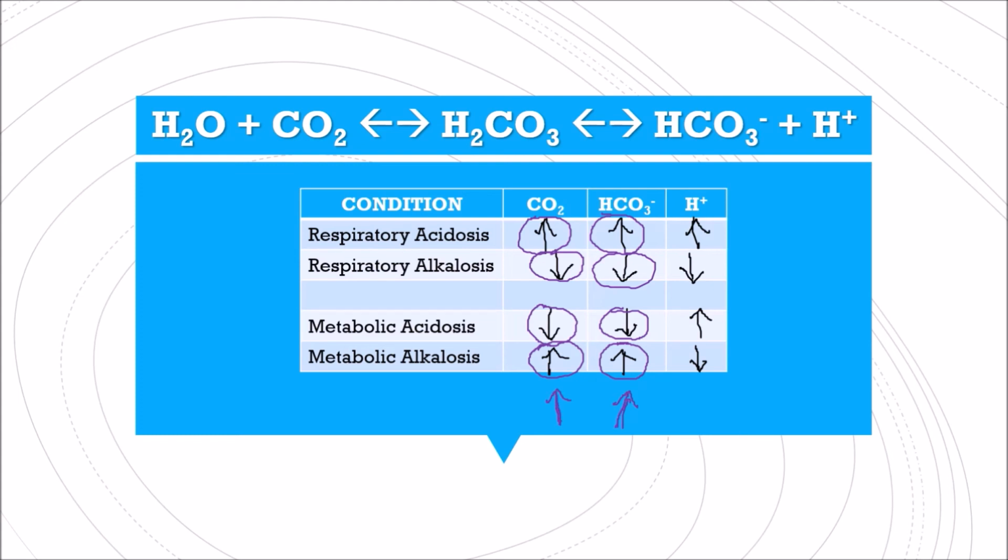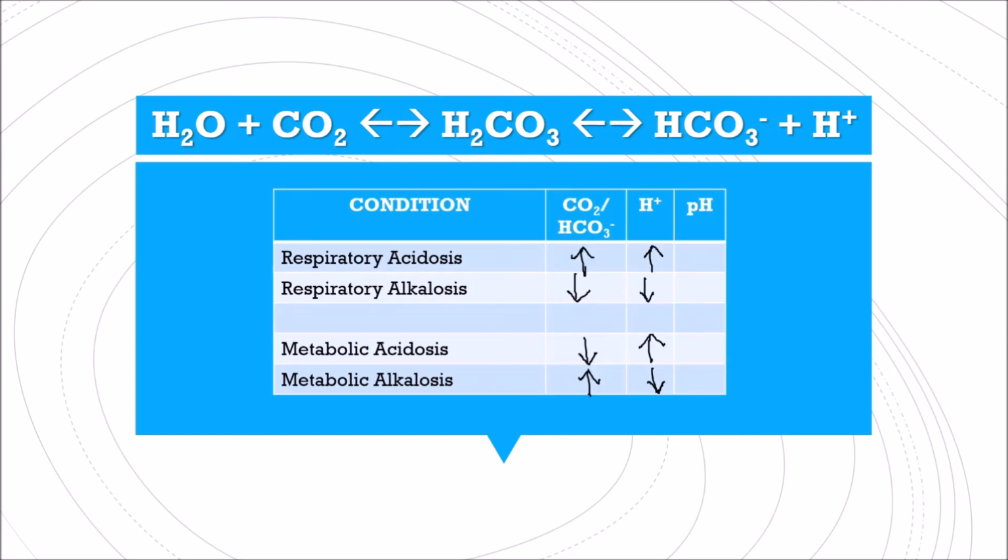If one's down, the other one's down. So we can actually just combine these into one column and one arrow instead of both of these, because they're both going to be the same, right? So I have that here on the next page. Here we go. Now we have this combined, since it's going to be the same, the arrows are going to be pointing the same direction. Respiratory is going to be affected by the CO2 level, and metabolic is going to be affected by the bicarb level, but the arrows are all going in the same direction.